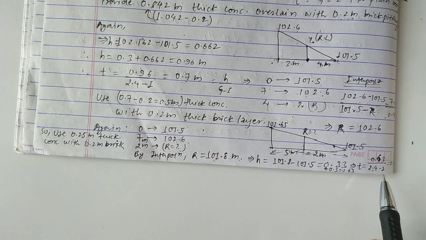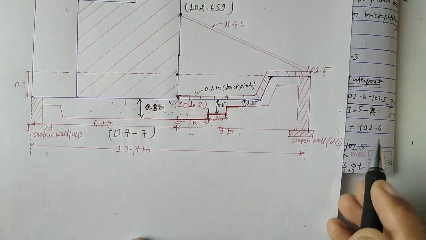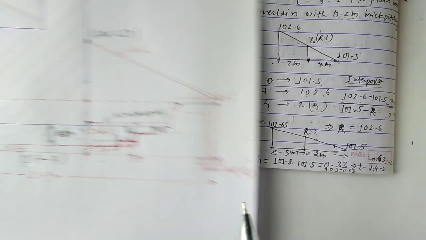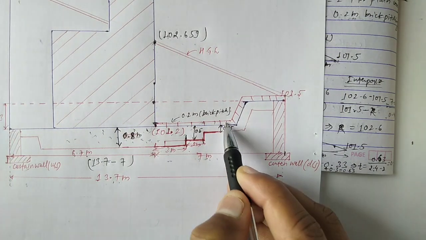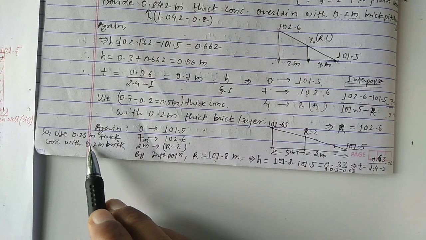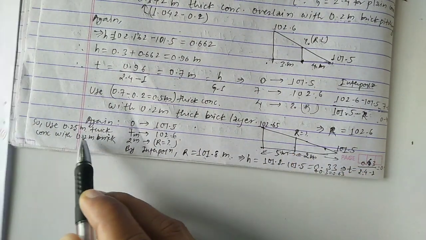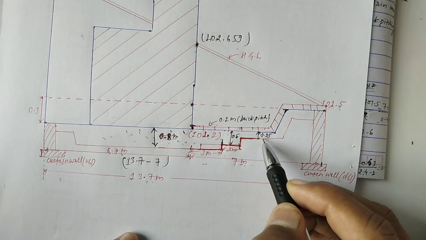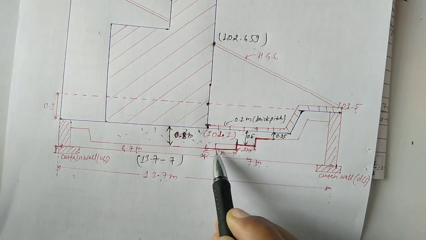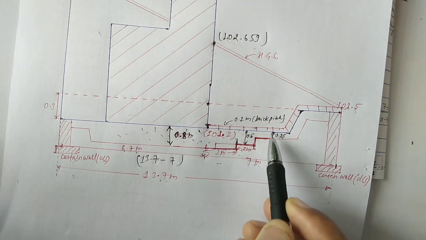Okay, and the total value over here is 0.45 meter, but we have to provide 0.2 meter as a brick. So this 0.2 is a brick pitching, then we subtract this value, 0.45 minus 0.2, then we get 0.25 as concrete. So we have to provide 0.25 as a concrete thickness. Okay, in this way we can calculate concrete thickness at this level and this level and this level.